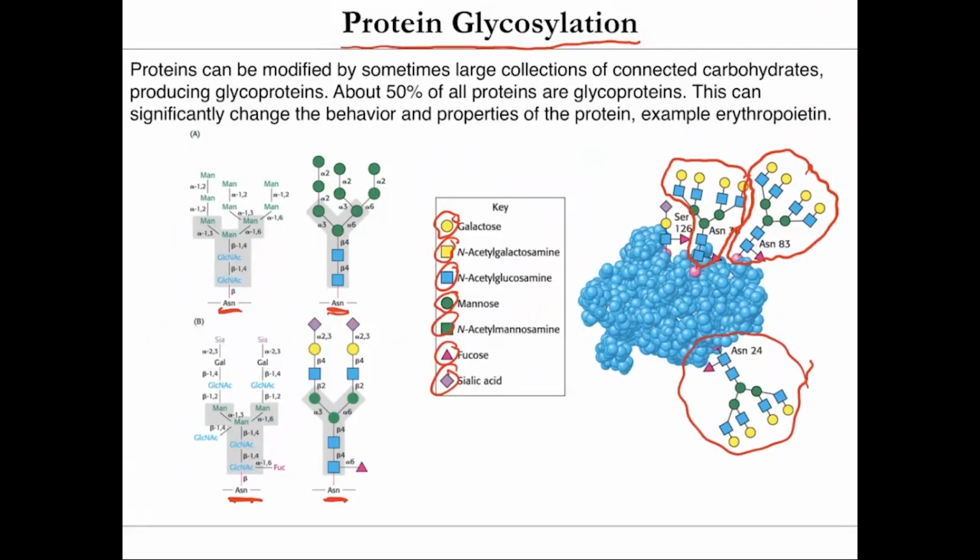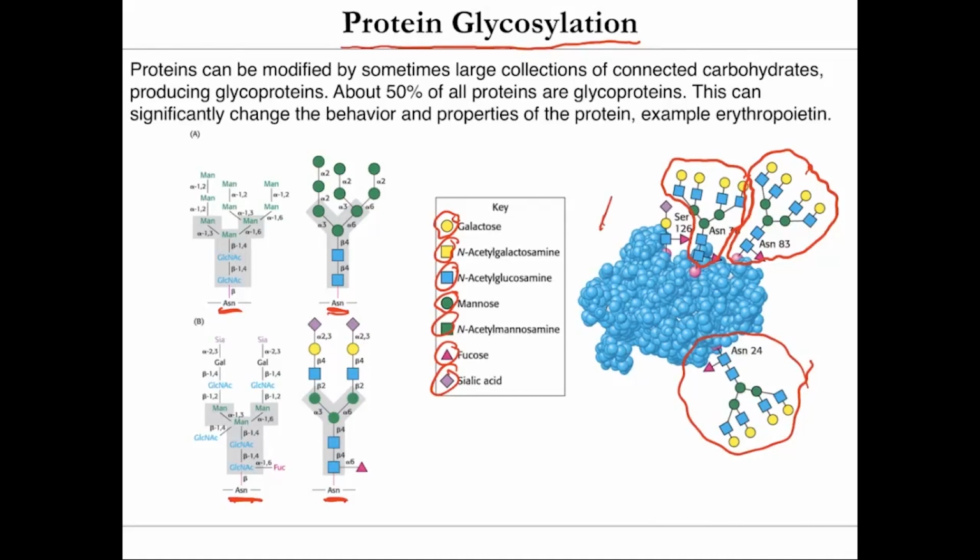So this may seem like just an aside. Oh, you throw in some carbohydrates on a protein. Well, it's actually really important. So about 50% of all proteins at least have one carbohydrate group on them. So they're called glycoproteins. And this can significantly change the behavior and properties of a protein.